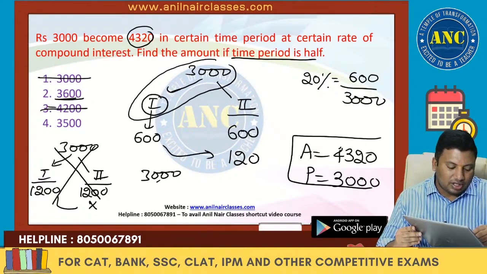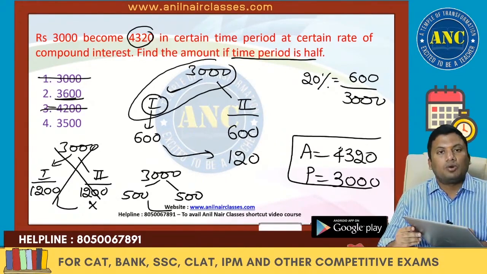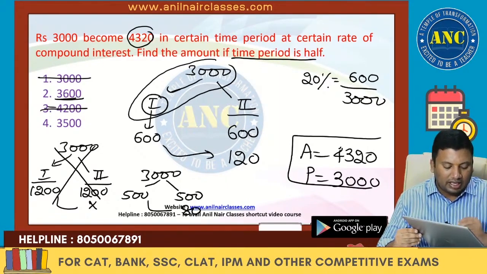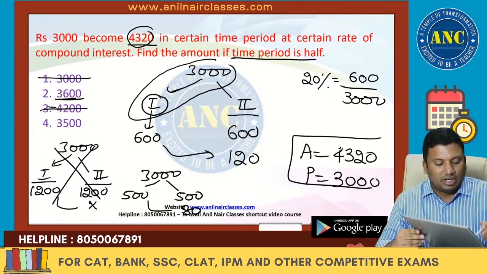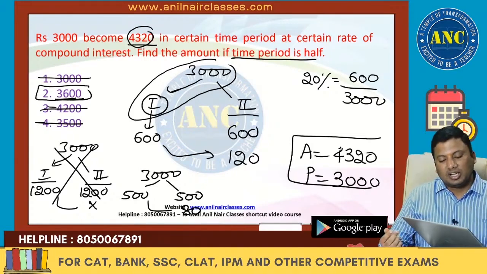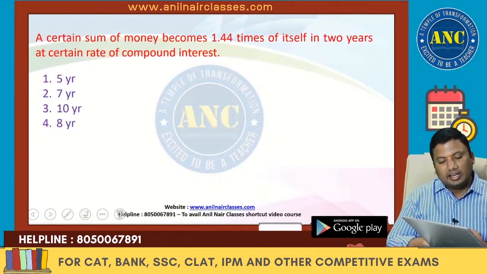If it is 3500, interest is 500, so 500 out of 3000 is 1 by 6, 16, which is nothing but 80, but it is giving you 4080. I want 4320. This is also not possible. Answer is 3600 by using answer options. I hope the idea is clear.